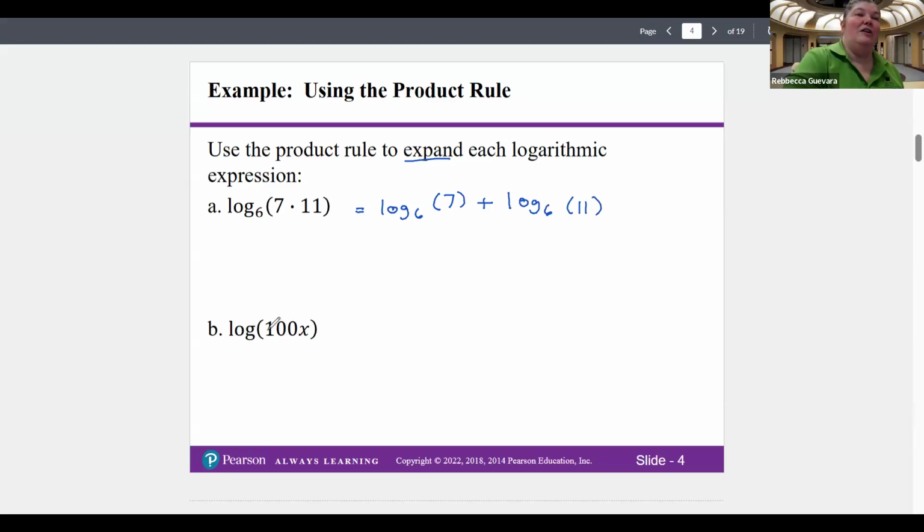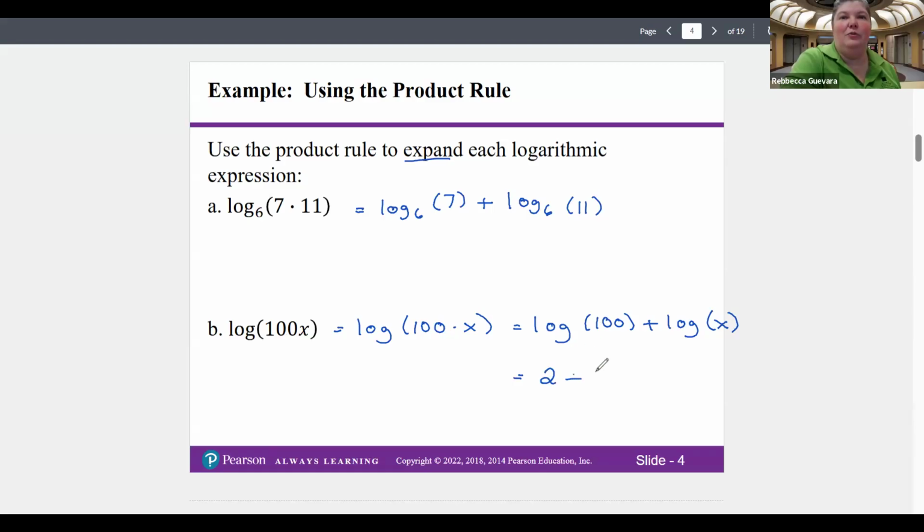If I have log of 100x, well, we know that is 100 times x. So that is the log of 100 plus the log of x. And in this case, remember log is base 10. So I actually know what power I have to put on 10 to get 100. That's going to be 2. So this is really just 2 plus log of x.